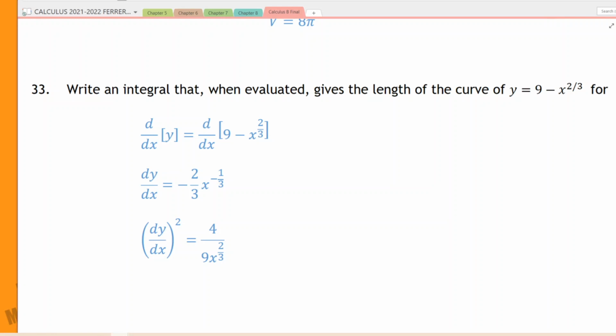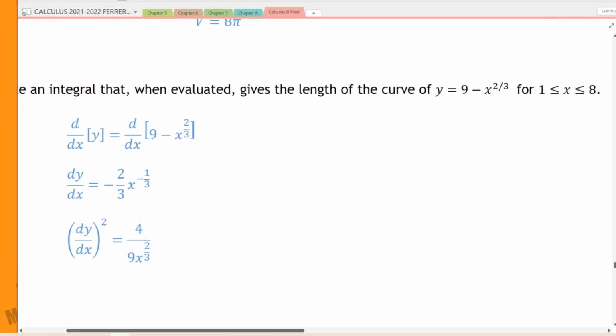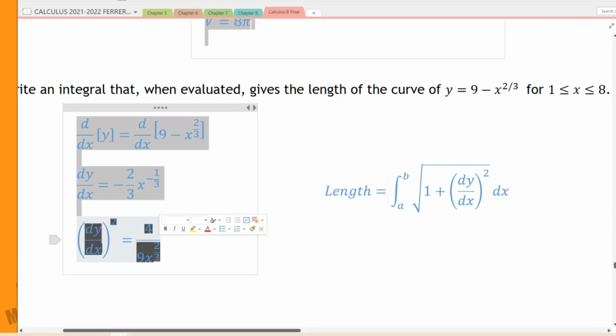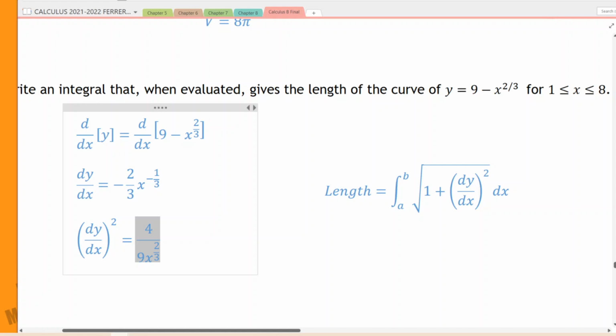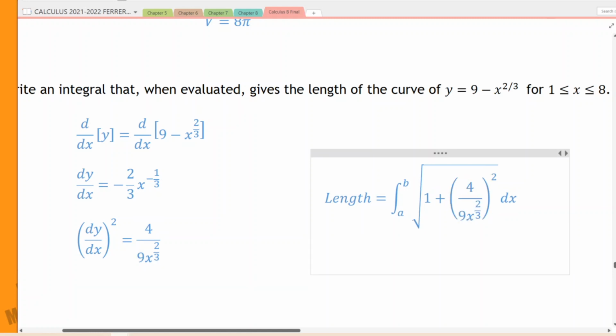Well, in any case, we'll go ahead and get to our integral for the length of the curve. The length is equal to the integral of the square root of 1 plus dy dx squared dx. Of course, I have an equation for the square of dy dx. It's right over here. So we'll just pop that right into this equation.